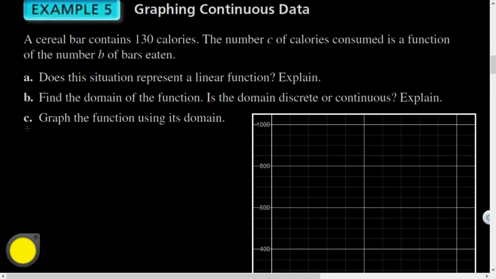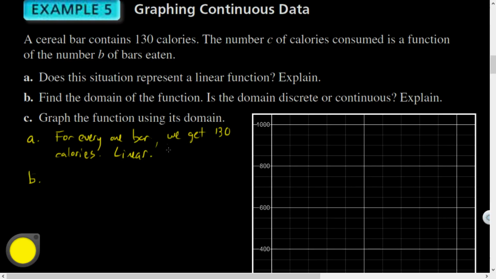Yeah, it's got a constant rate of change, right? For every 1 bar, we get 130 calories. And that's a constant rate of change, so this is linear, right? The function isn't constant, its rate of change is constant. I'm being specific there. Yeah, some of our homework's going to be like this.